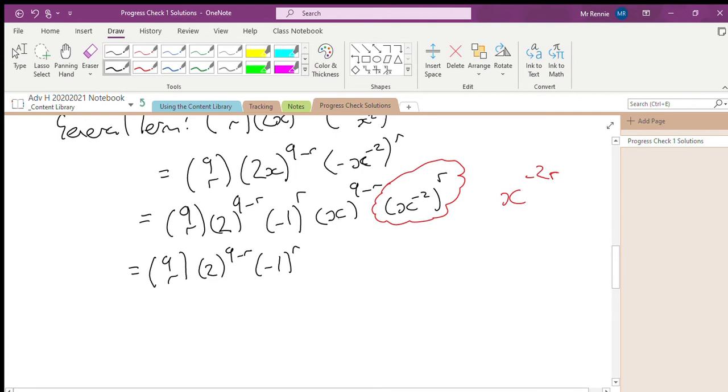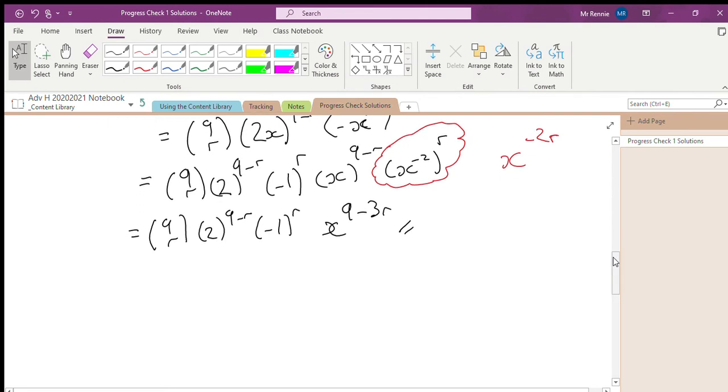So when we have got x's here and x here, when we multiply them, we add the powers. So it's going to be 9 minus r plus another negative 2r. That's going to be x to the power 9 minus 3r there. Okay, so that's what the general term looks like, to work out the term independent of x.